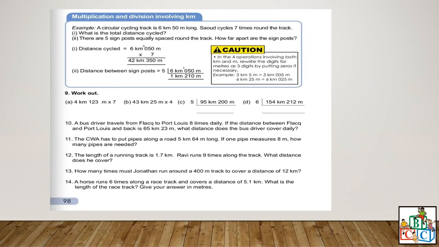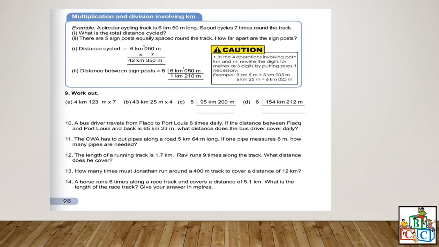Let us start with multiplication. So we are going to read the example given below. We are going to read it together. A circular cycling track is 6 kilometers 50 meters long. Saud cycles 7 times around the track. You have two questions. The first one, what is the total distance cycled? And there are 5 signposts equally spaced round the track. How far apart are the signposts?